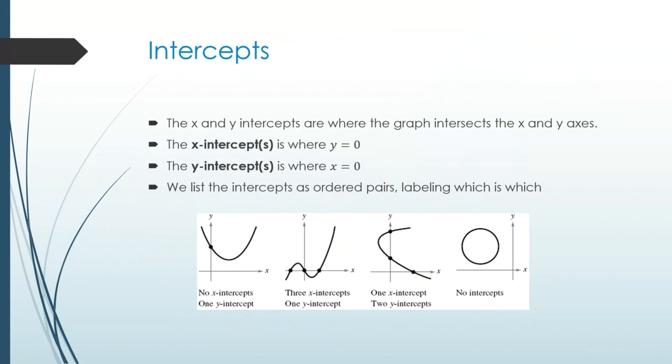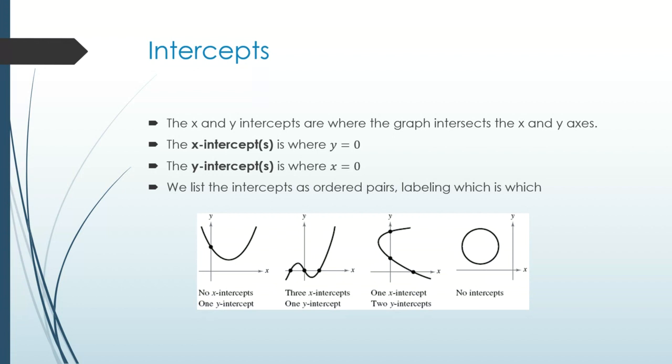Okay, next is intercepts. So x and y intercepts are where our graph intersects with the x and y axis. So it crosses the axis, and that's called an intercept. So the x-intercept is where it crosses the x-axis, and in order to cross the x-axis, y is 0. And the y-intercept is where it crosses the y-axis, which means x is 0. And we always list our intercepts as ordered pairs, and you don't just give your list of intercepts. You need to say, this is the x-intercept, this is the y-intercept.